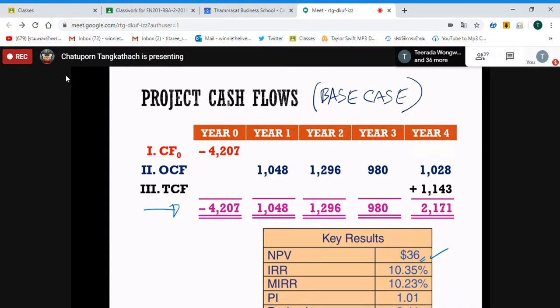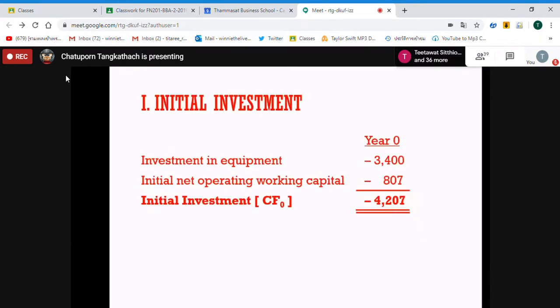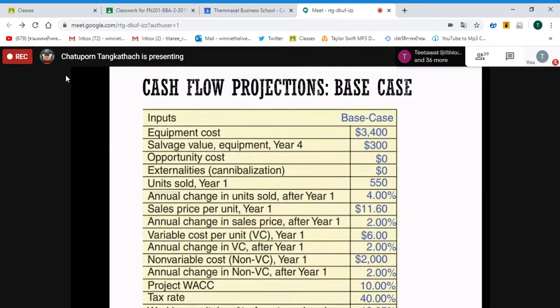Why did I call it the original case? Because when we estimate cash flows, these are the data that we have: units sold in year one, sales price per unit in year one, variable cost in year one, and also the change for each of them starting from year 1, 2, 3, and so on. These are what we forecast. This project we haven't invested in yet, but we simply look forward into the future: one year from now, we expect to sell 550 units at the price equal to 11.6. This is what we expect.